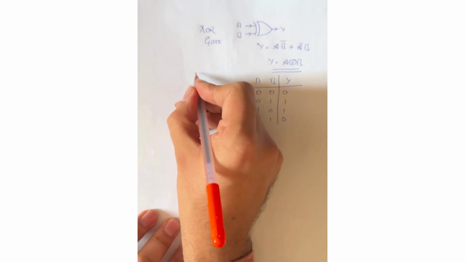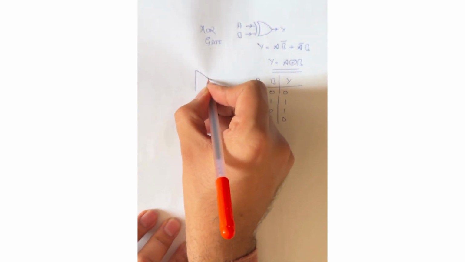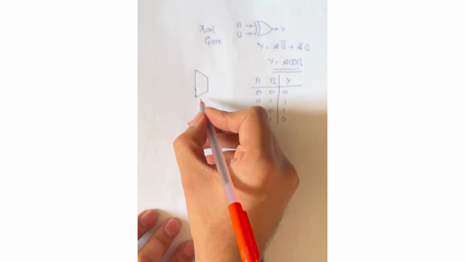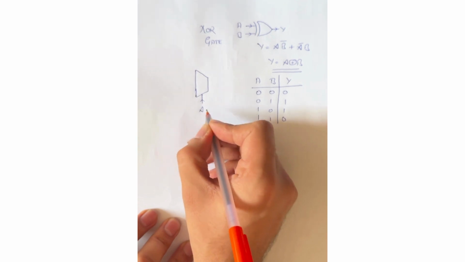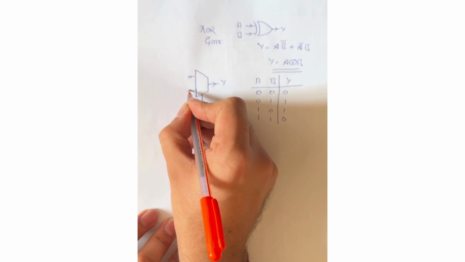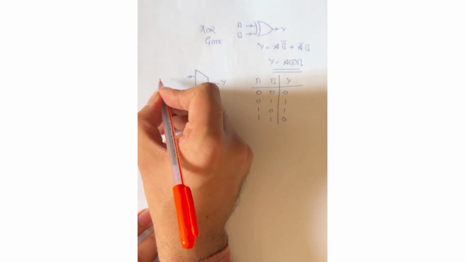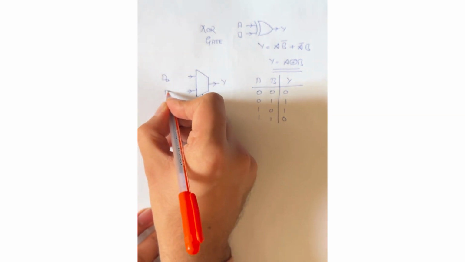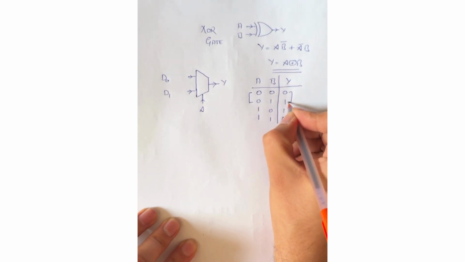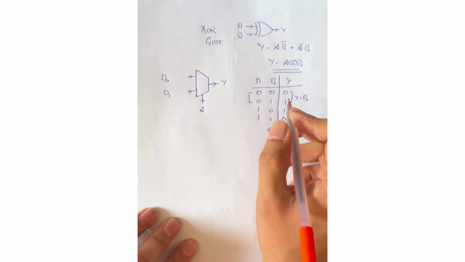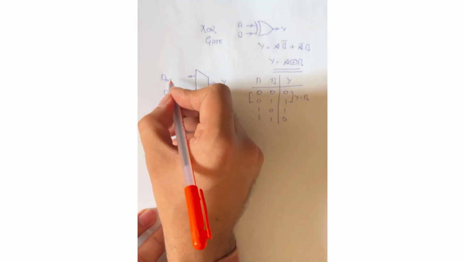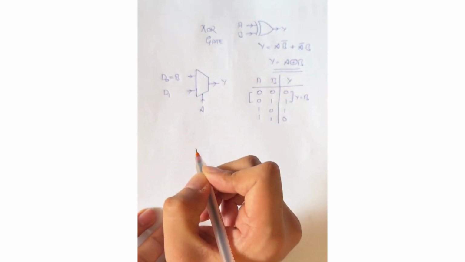Now taking a 2:1 mux. Again we will consider one of the inputs A as the selection line for the 2:1 mux. This is D0, this is D1. If the input A is 0, then Y is equal to B, because if B is 0, Y is 0. If B is 1, Y is 1. So we can make this D0 equal to B.